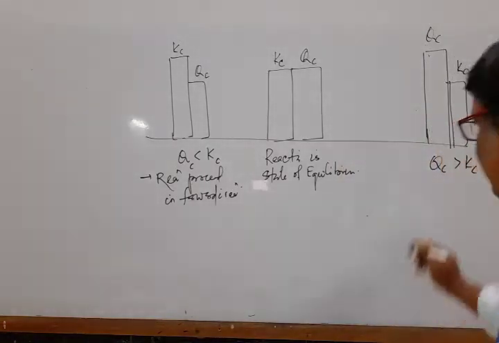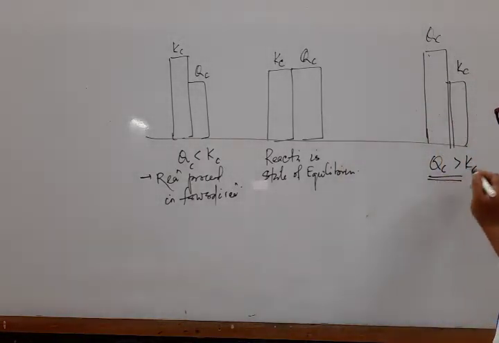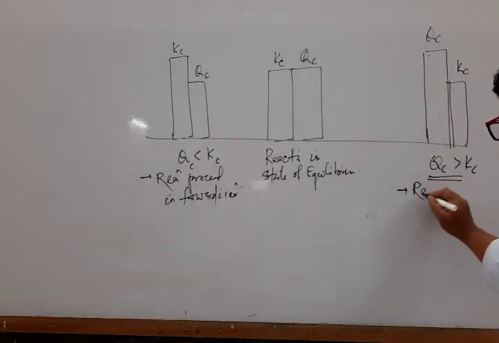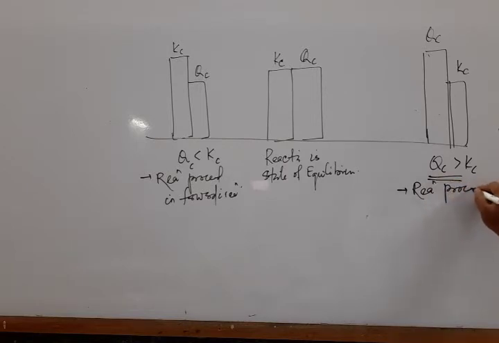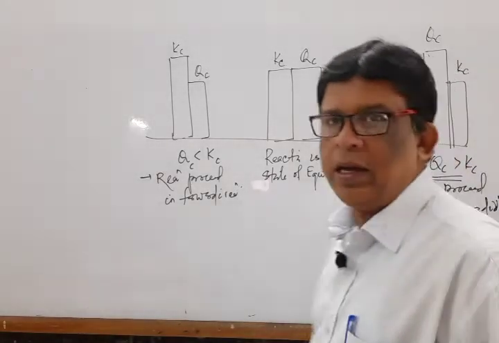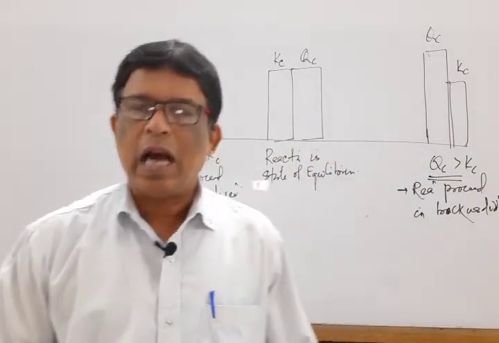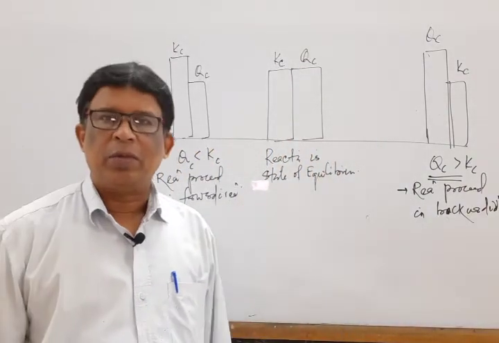On the other hand, if Qc is greater than Kc, it indicates that the reaction proceeds in the backward direction. In this way, it helps for calculating the direction of the reaction.